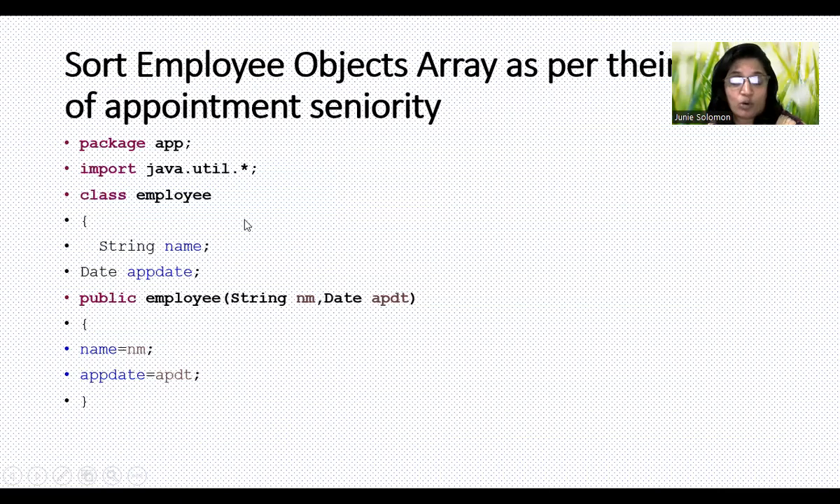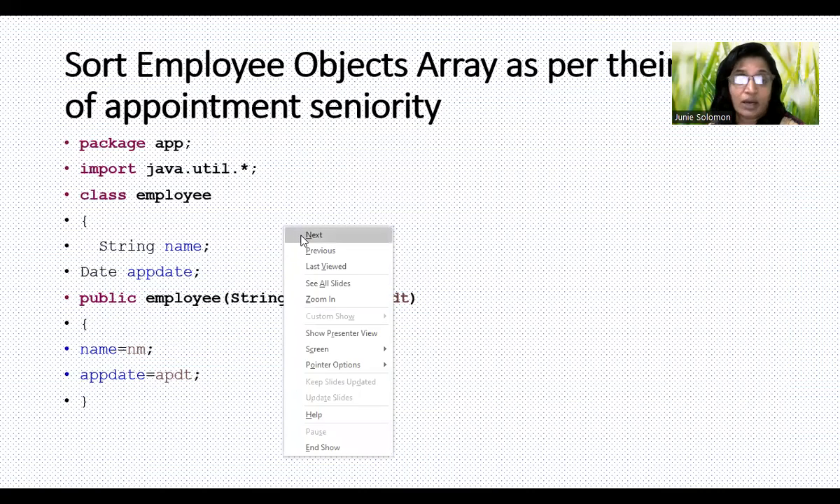Now, as I told in the previous, I need to create an employee class where I'm going to create an employee object array. The employee class has a string name and a date, which I'm using as app date. In the employee constructor, I am sending the name and the appointment date as arguments, and you can see that I'm giving both to the class variables.